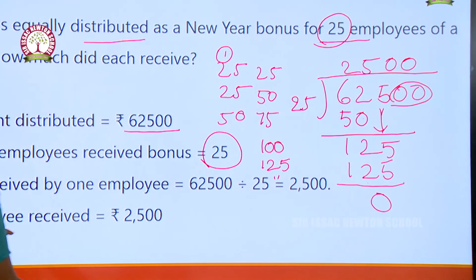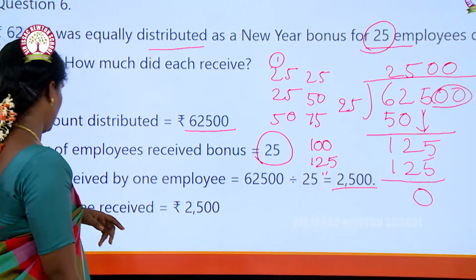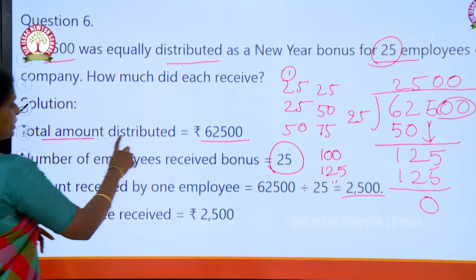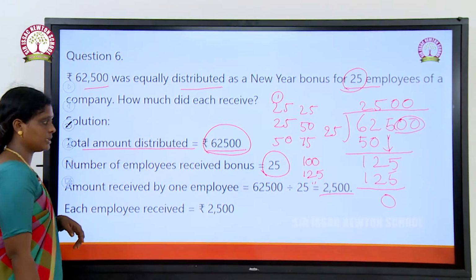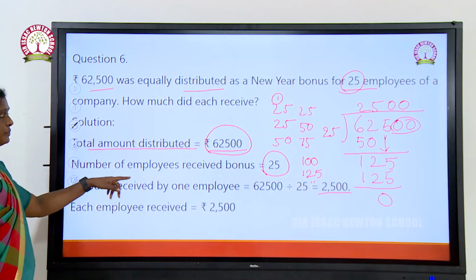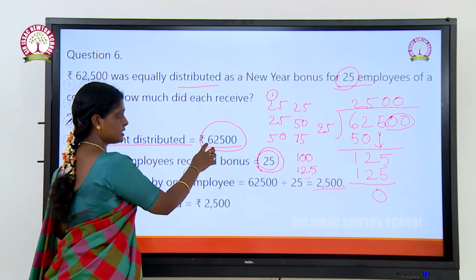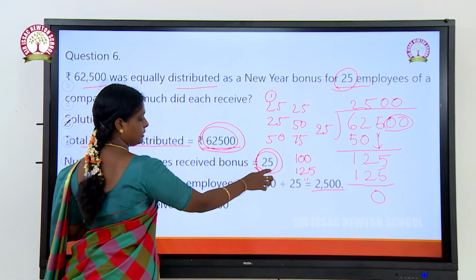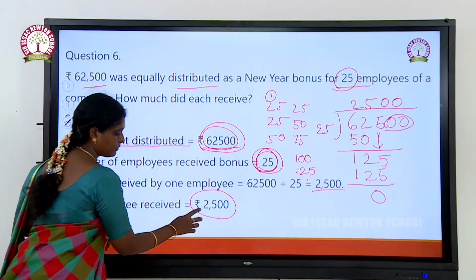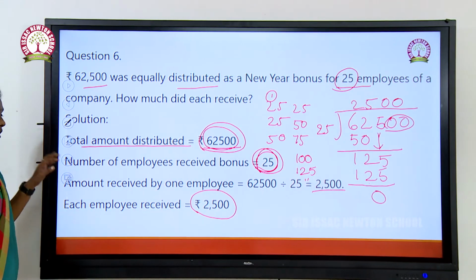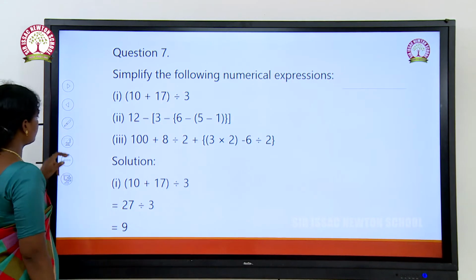Okay. So, each person will get rupees 2500. See, the total amount distributed is 62,500, and you have to distribute it among 25 people. If we distribute 62,500 among 25 people, each one will receive 2,500 rupees. Okay. I hope you understand. Next question.